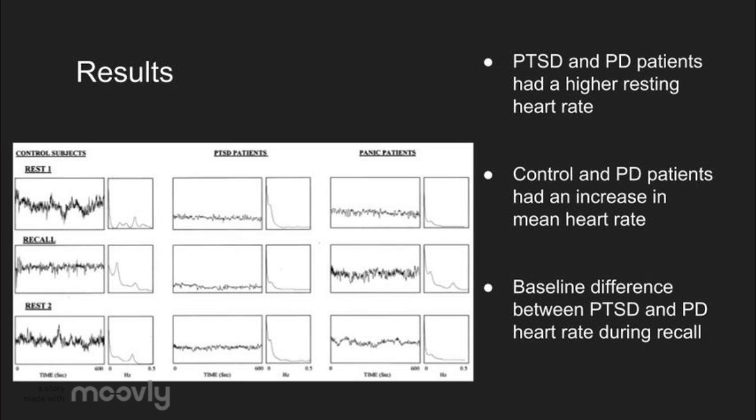The results of the experiment are as follows. First, it was determined that PTSD and PD patients had a much higher resting heart rate than the control group. Differences in heart rate and other autonomic responses were not significant for these interest groups, those interest groups being PTSD, PD, and control patients, in the phase of the experiment where they recounted or described traumatic events.